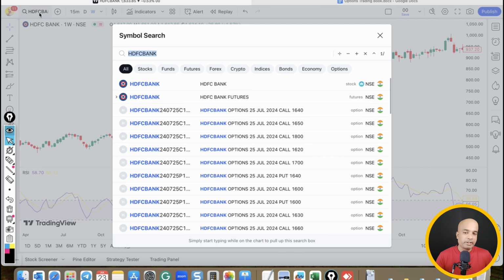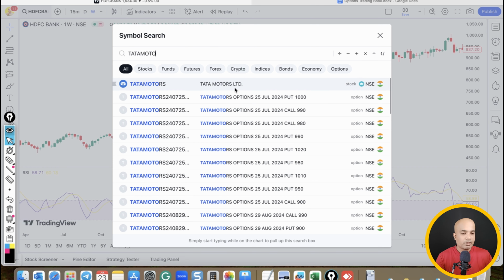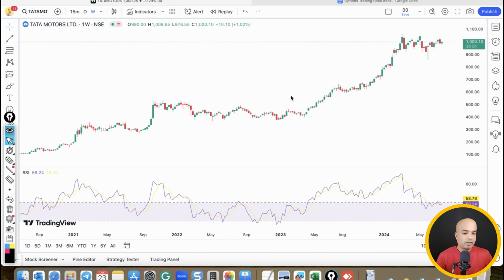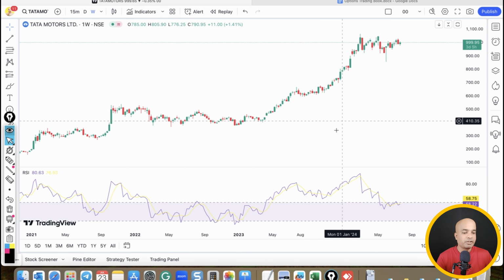We can go to some other chart. For example, if I go to Tata Motors chart. See here, the price stayed proper sideways, right? You can see here the RSI stayed between 40 and 60. From here the breakout happened and the price went upside. From here RSI moved above 60, right?